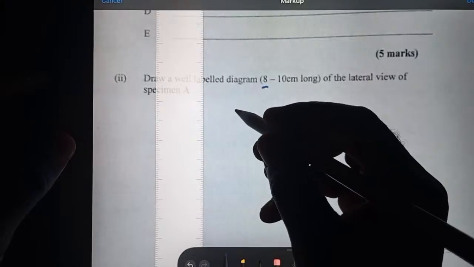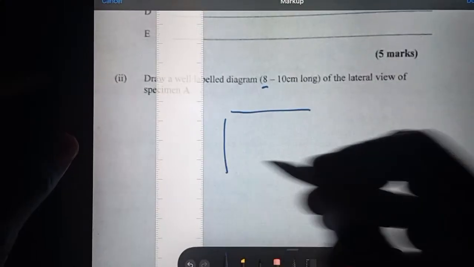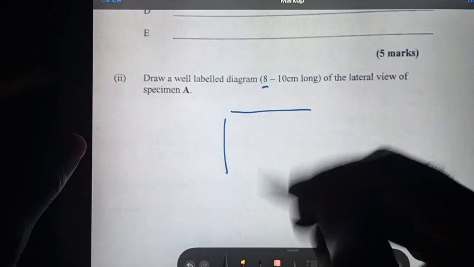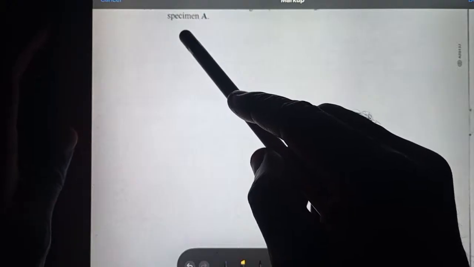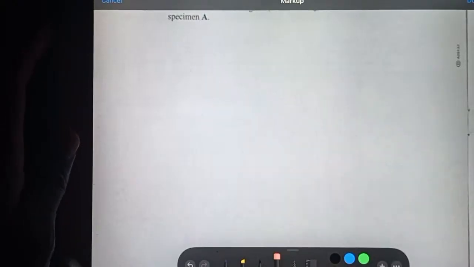8 to 10 doesn't mean that the width is 8 and the length is 10. No, that's not the meaning. The length given to you is for the measure of the drawing. So this space given, see, they didn't measure it for you. You are the one that will measure this point and this point and know what it is talking about.